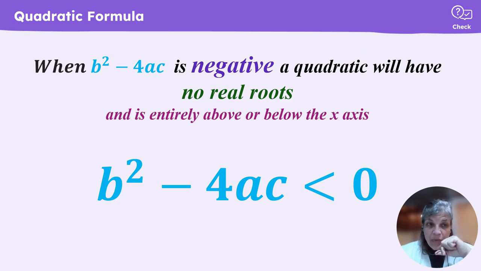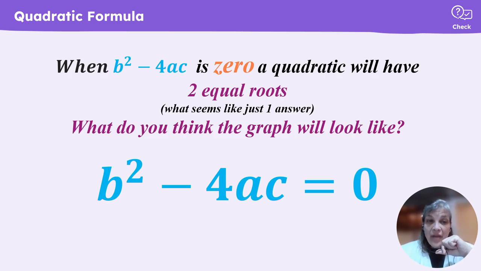To summarize, when b² minus 4ac is negative, the quadratic will have no real roots. It's entirely above or below the x-axis. The final situation is when b² minus 4ac is 0. And we've said a quadratic will have two equal roots, what seems like just one answer.